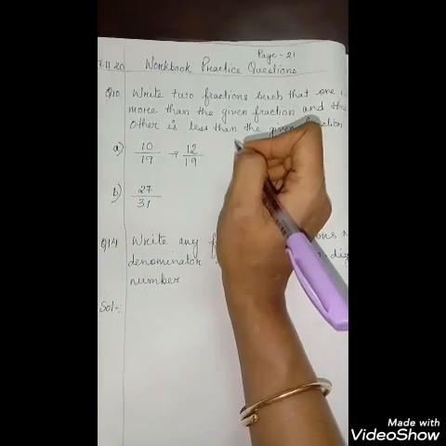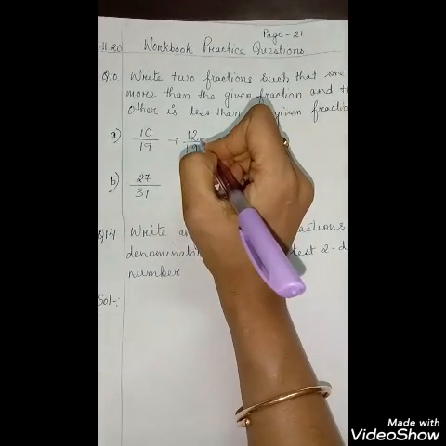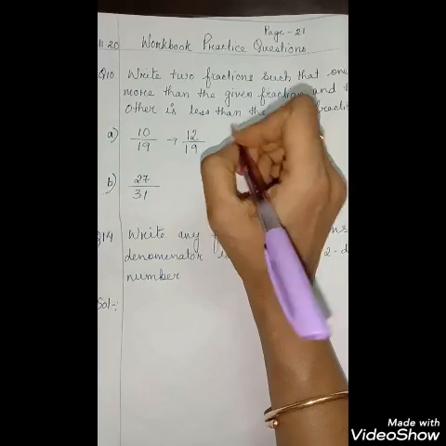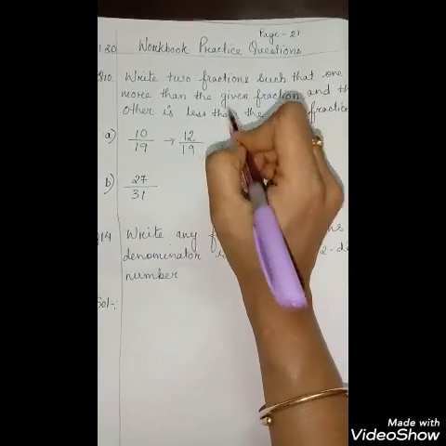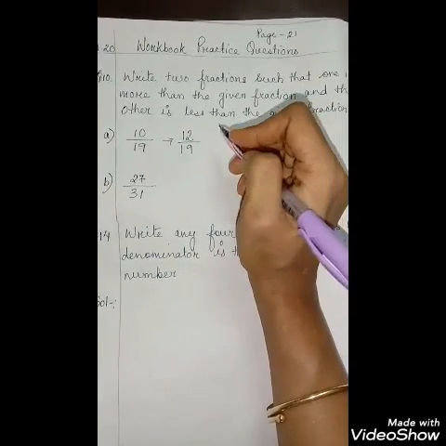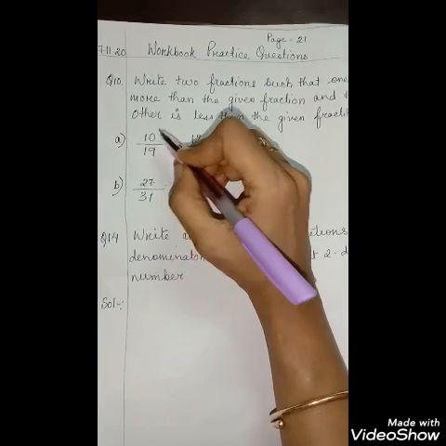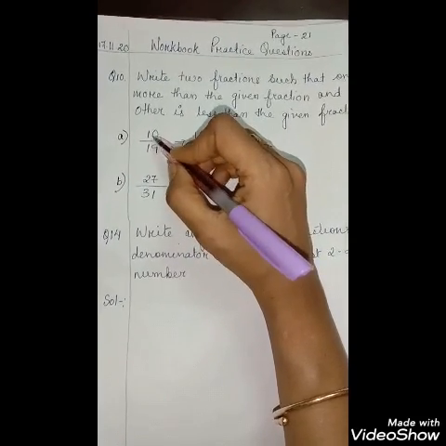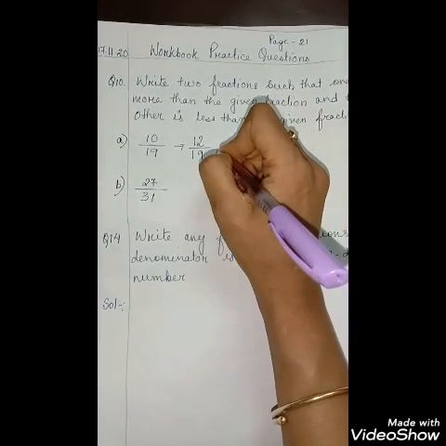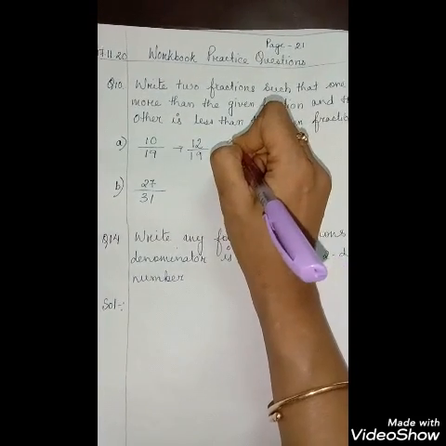Yes, which is more than the given fraction. Now we will write another one which is less than the given fraction. So less than the given fraction. That means we have to write one fraction which is less than 10 by 19. So we can write 9 by 19.